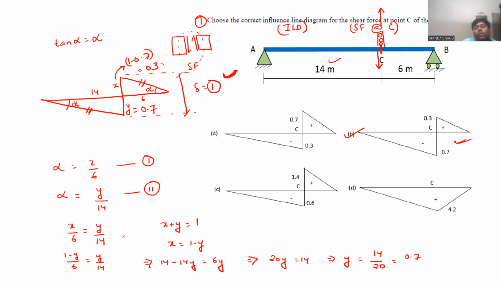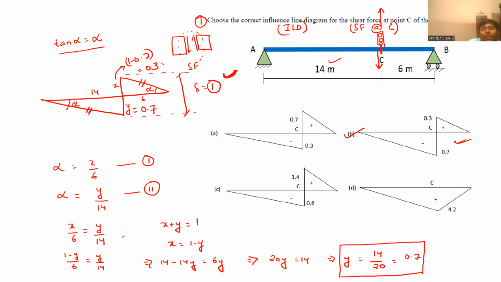Is there any doubt in this question? Okay. Sir, how did we get x by 6 and y by 14? Sorry, can you speak again? How did we get x by 6 and y by 14?